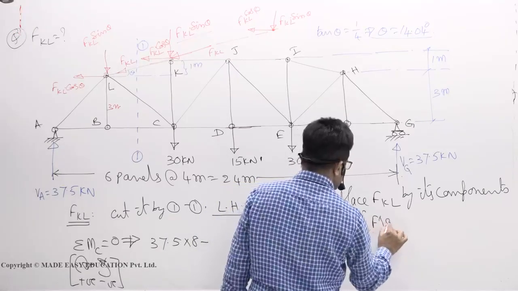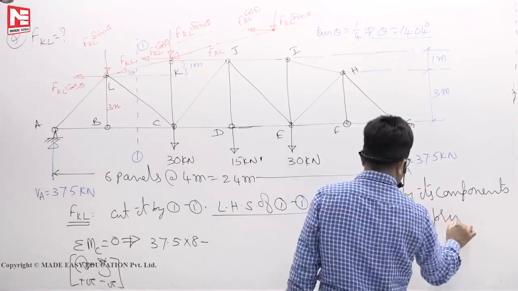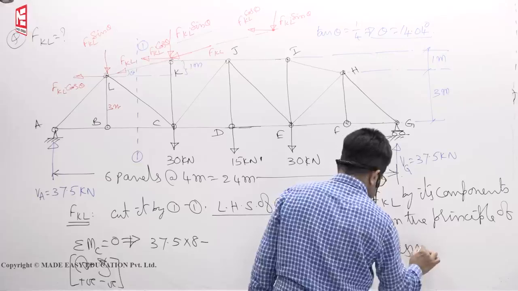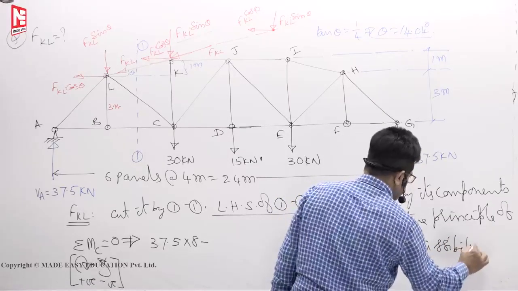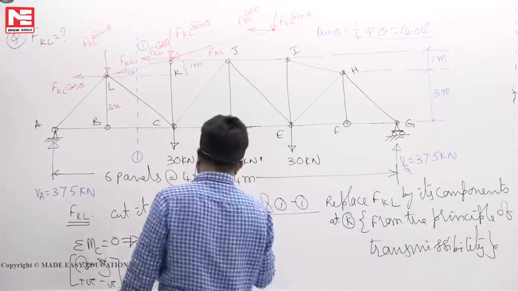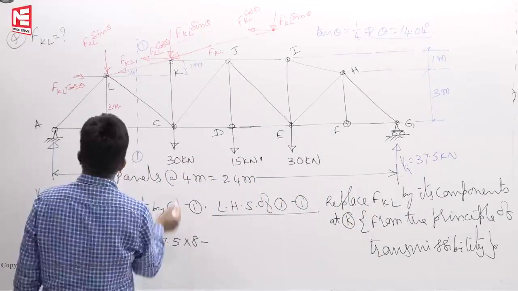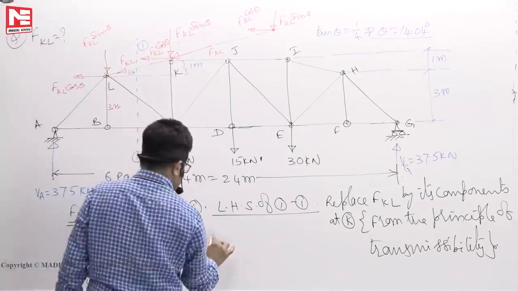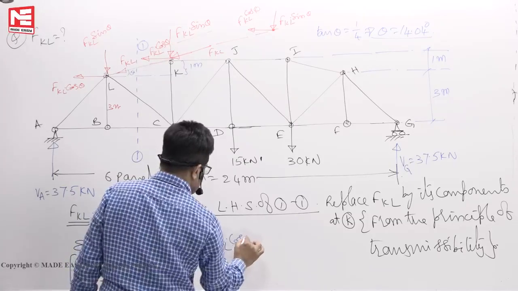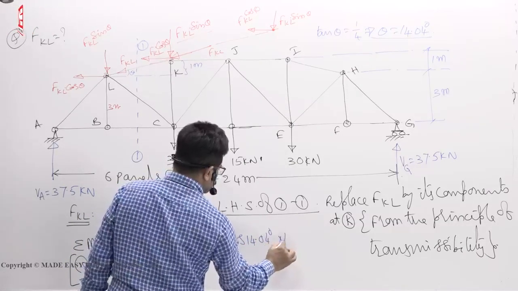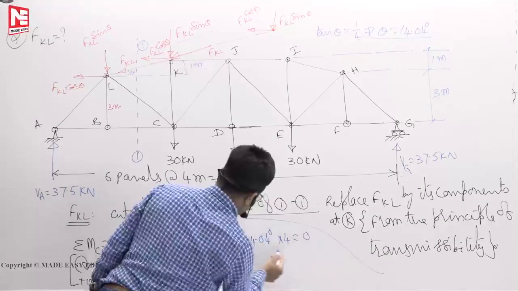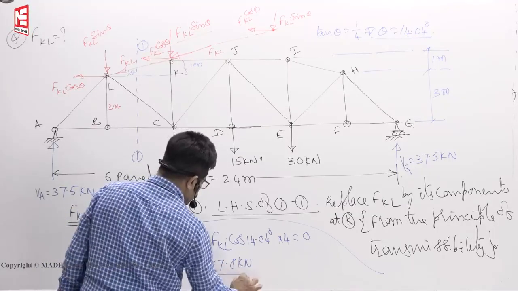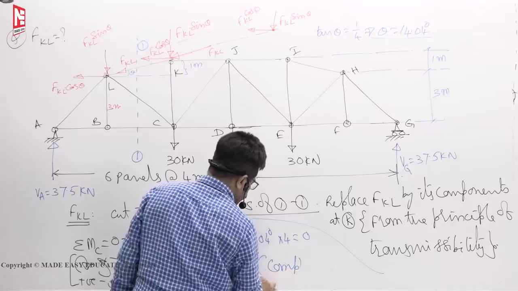How can you replace? From the principle of transmissibility. Now you will get plus 37.5 into 8 minus FKL cos theta into 4. Cos theta we know, 14.04, into 4, must be 0. So FKL you will get around 77.8 kilonewton. The arrow mark is towards the joint, so compression.